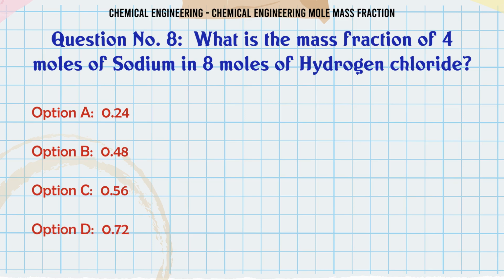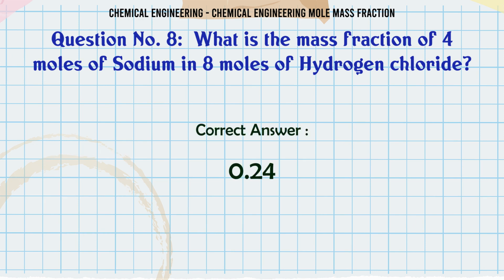What is the mass fraction of 4 moles of sodium in 8 moles of hydrogen chloride? A 0.24, B 0.48, C 0.56, D 0.72. The correct answer is 0.24.